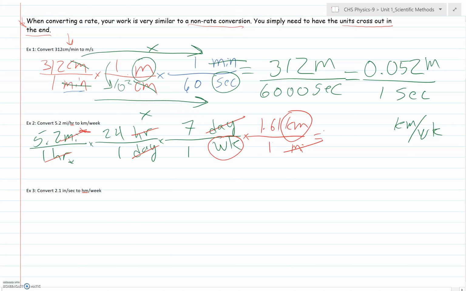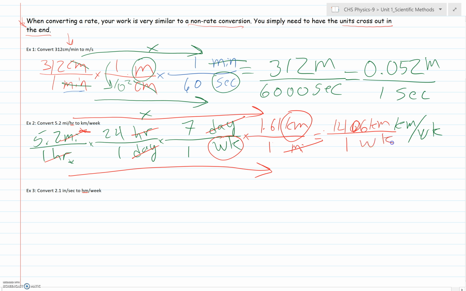Then we multiply straight across the top and straight across the bottom. So I end up with 5.2 times 24 times 7 times 1.61. And I get 1,406.0 kilometers over 1 times 1 times 1. So that's just 1. Then the units on the bottom that I have are weeks. So in the end, I end up with 1,406 kilometers per week.